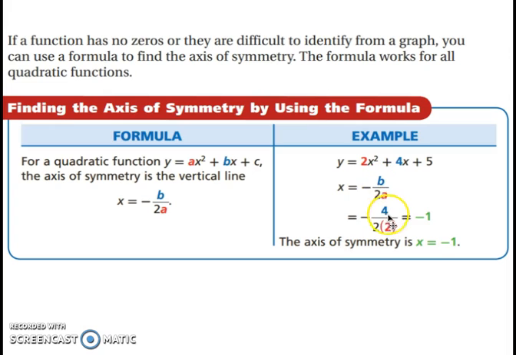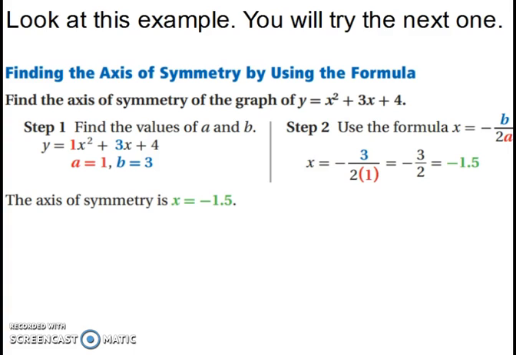So we substitute our b for 4, and we substitute 2 in for a, and then we simplify. So we have 4 divided by 2 times 2, so that would be 1, and then it's a negative, so -1. Your axis of symmetry is x equals -1. So we're going to look at this example, and you're going to try the next one.